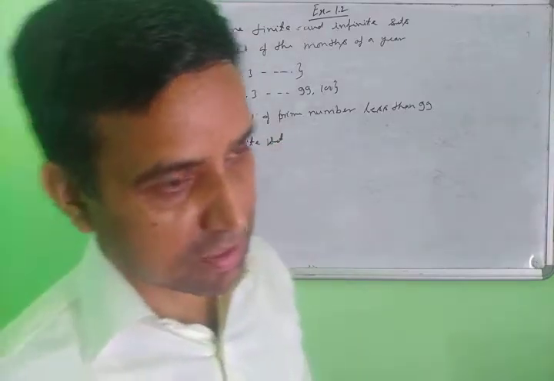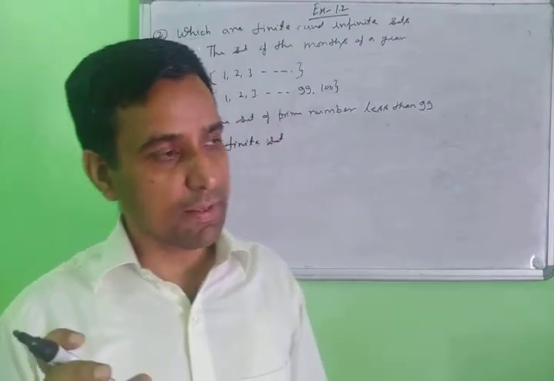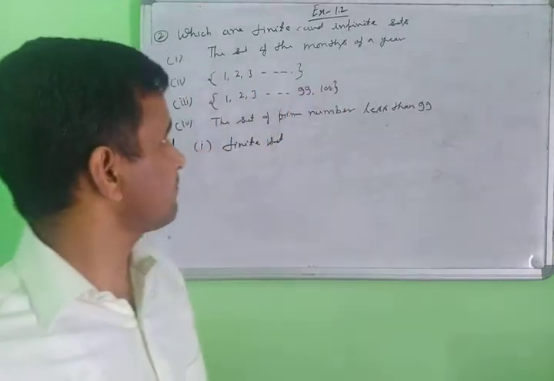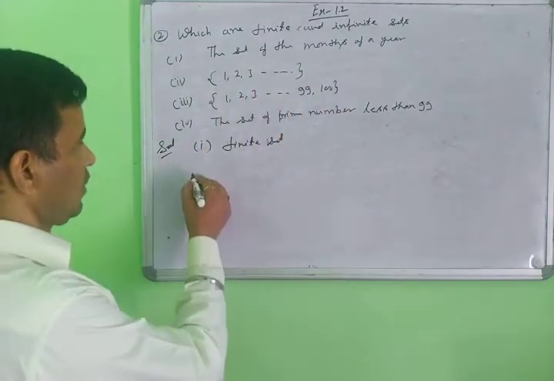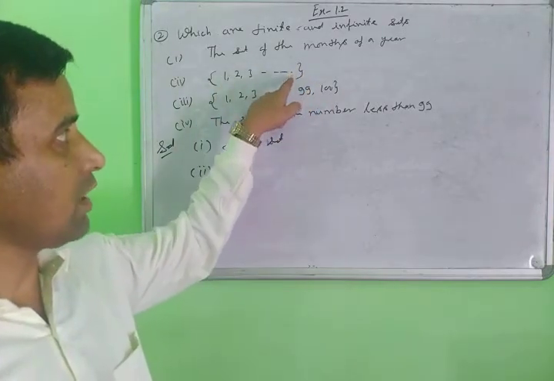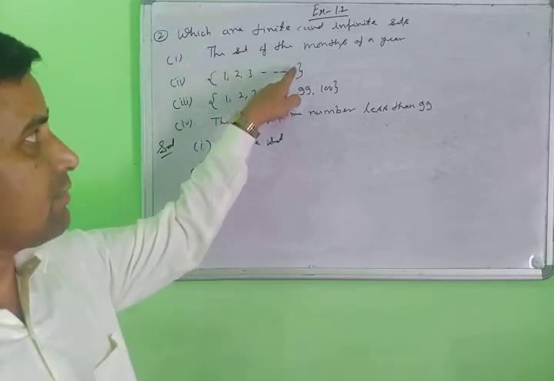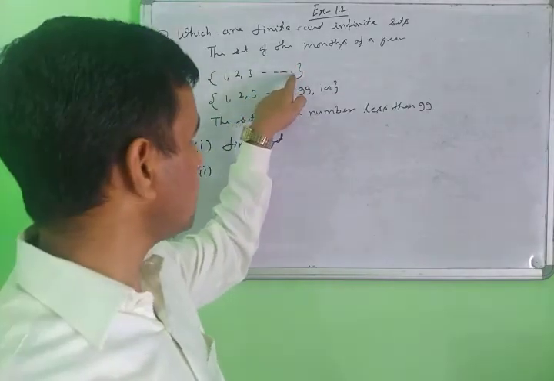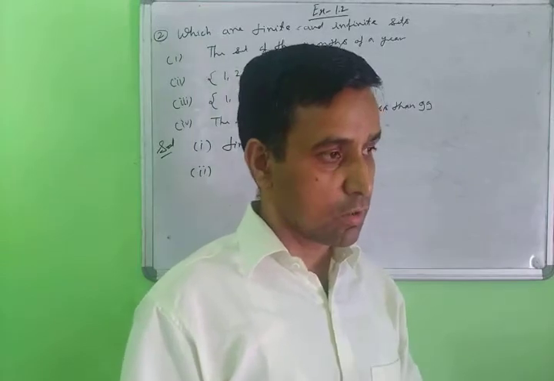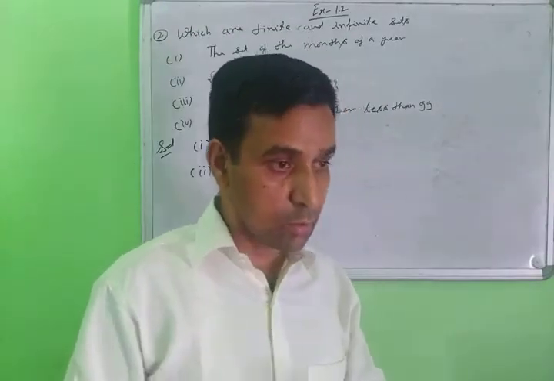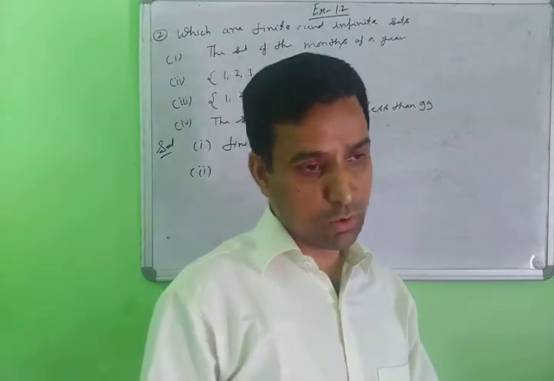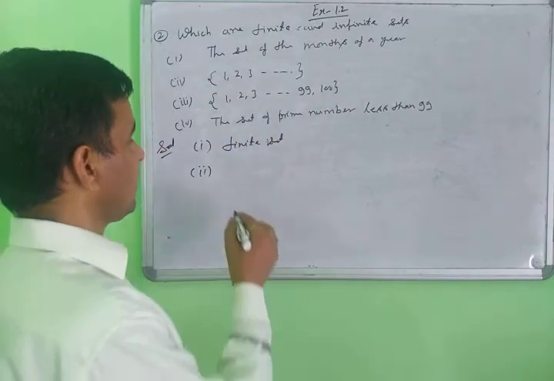The first set is the finite set because the months of the year are fixed, 12 months. Second part: 1, 2, 3, 4, and so on. Now look here. The last element is not given here. How many elements are there? You cannot easily count them. The last element is not given, so the total number of elements cannot be counted. So this type of set is called an infinite set.